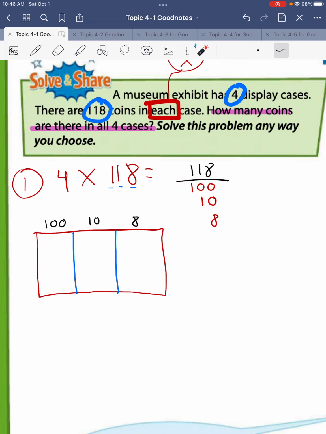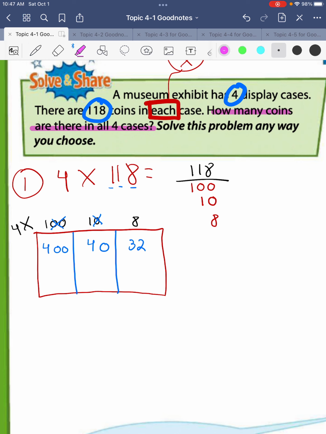Okay. And I'm multiplying all these numbers by 4. Okay. So I'm going to say, okay, 4 times 100, 4 times 10, 4 times 8. So I'm going to start. 4 times 100, you drop down your eggs, cross them out. 4 times 1 is 4. 4 times 10, drop down my egg, cross it out. 4 times 1 is 4. And then 4 times 8 is 32. Okay.